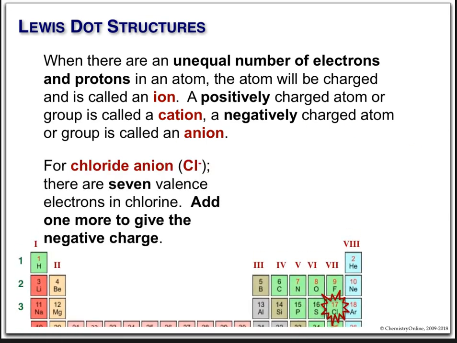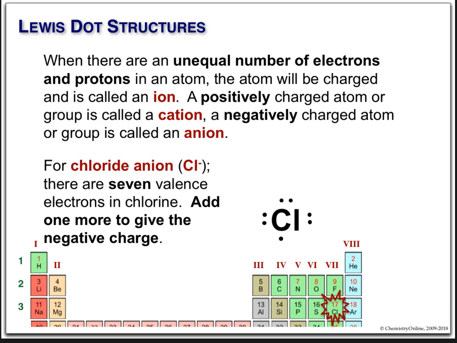Chloride. Chlorine is right here, third period. It's in group 7, so it has 7 valence electrons. We write the Cl. Now we're going to put 7 electrons around it, 3 pairs, and 1 by itself. Again, it doesn't matter where the lone electron is. Doesn't matter. This is neutral chlorine.